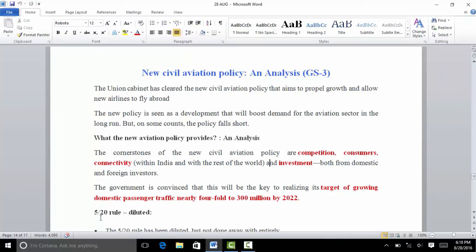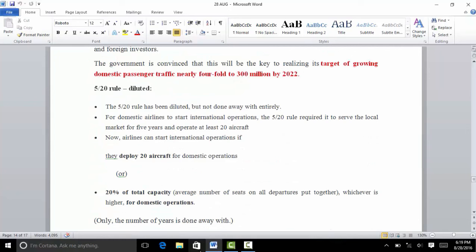So what are the main features of this policy? One is the dilution of the 5/20 rule. Earlier, an airline operator with 5 years experience and at least 20 aircraft dedicated for domestic travel would be allowed to run their international airline business. Now it's diluted. Now it's the 0/20 rule. No experience is necessary. At least 20 aircraft or 20% of the total fleet, whichever is higher, should be dedicated for domestic in order for them to qualify for international business. So from 5/20 to 0/20, that's one feature.